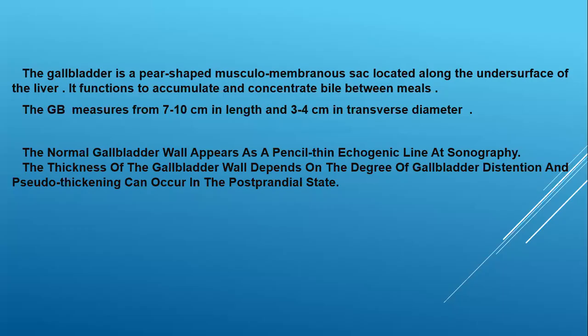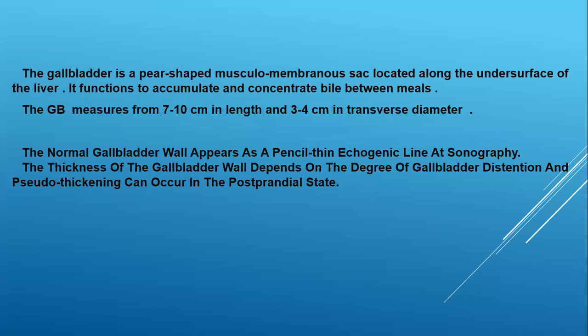disease. The gallbladder is a pear-shaped musculomembranous sac located along the undersurface of the liver. Its function is to accumulate and concentrate bile between meals. The gallbladder measures about 7 to 10 cm in length and 3 to 4 cm in transverse diameter.